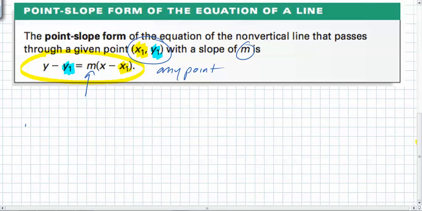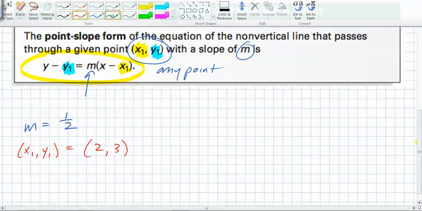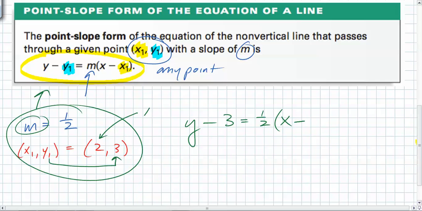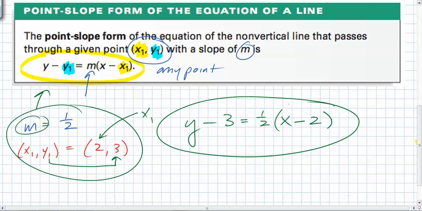So let's just make up a slope. Let's say the slope of a line is 1/2. And let's say any point. So we're going to say x1, y1 is, let's say, 2, 3. So all we do is substitute these values into the right place into this equation. So it's going to be y minus y1. In this case, y1 is 3. And that's going to be equal to m, so right here m, so 1/2 times x minus x1, which is right there. x1 is 2. This right here is the equation of that line in point-slope form.